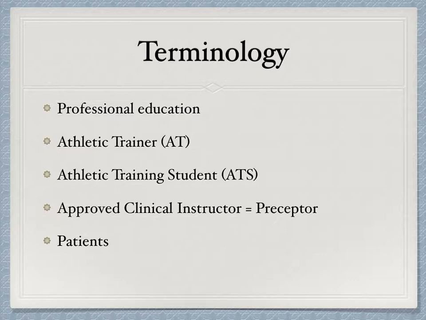You can look on the NATA and BOC websites for some of this distinction. Back in the day, we used to call students student athletic trainers. We're really trying to use the term athletic training student. And if you use the term student athletic trainer in your papers, I will correct you on the terminology. It's athletic training student.